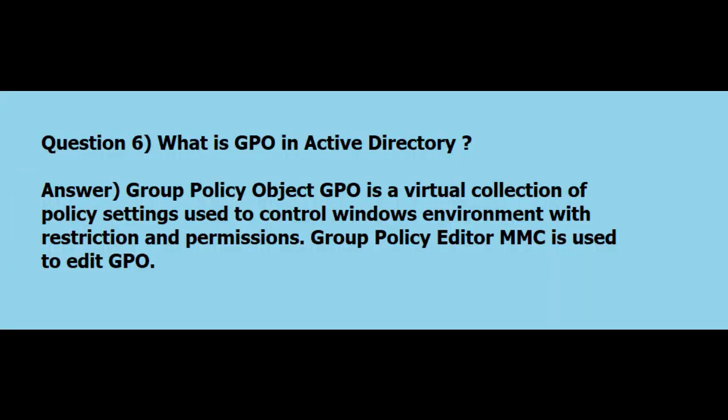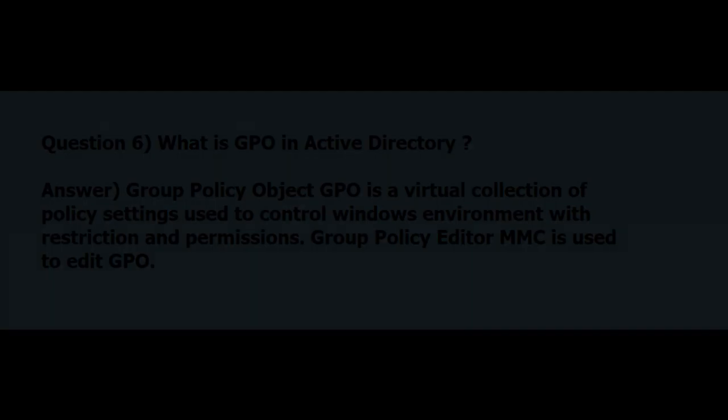Question 6. What is GPO in Active Directory? Answer. Group Policy Object, GPO, is a virtual collection of policy settings used to control Windows environment with restrictions and permissions. Group Policy Editor MMC is used to edit GPO.